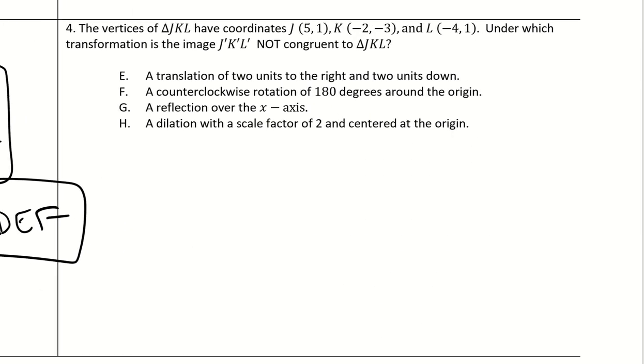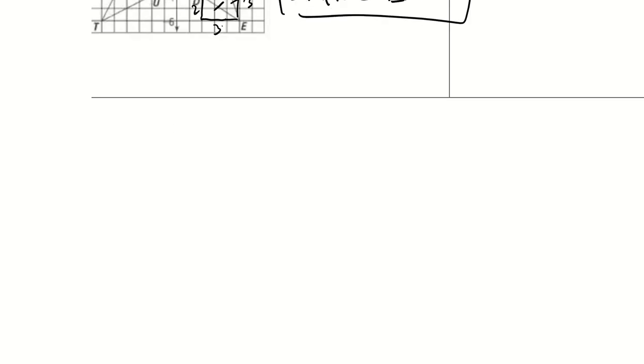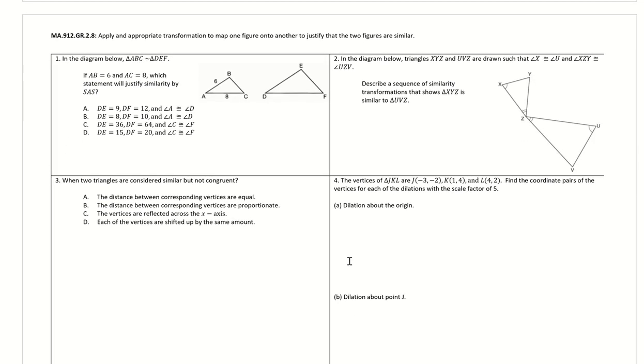All right, so number 4, the vertices have those coordinates of a triangle. Under which transformation is it not congruent? This is a repeat of what was in page 12, so I'm not going to go over that. That's what we did in a previous page here. All right, this is an honor standard, so we can skip that, and we'll go to the next page. So we'll go to page 18.